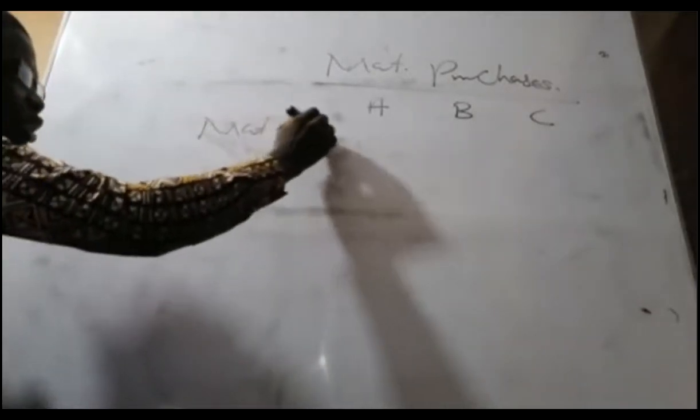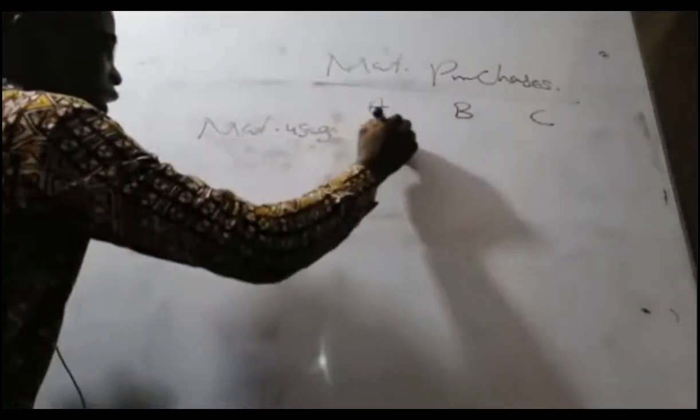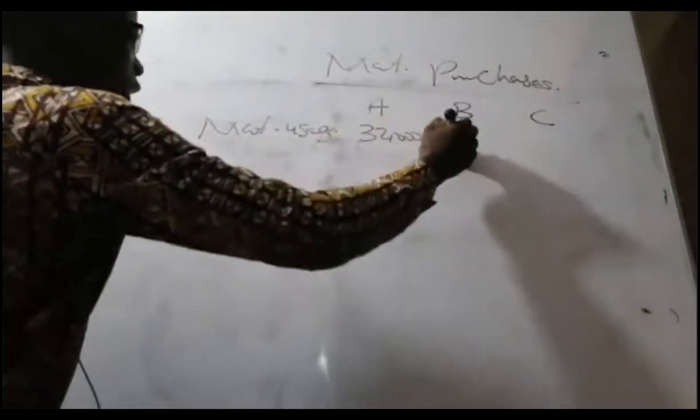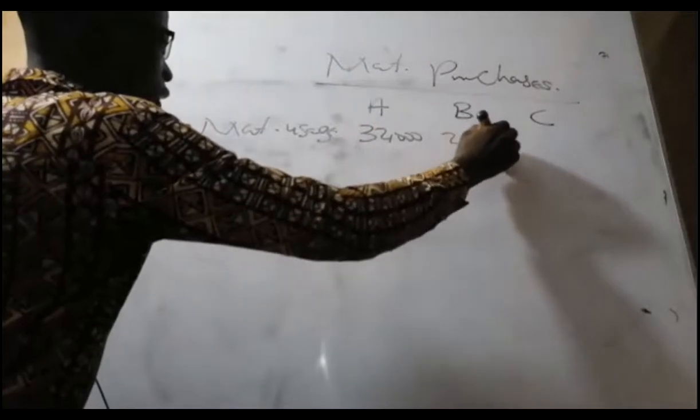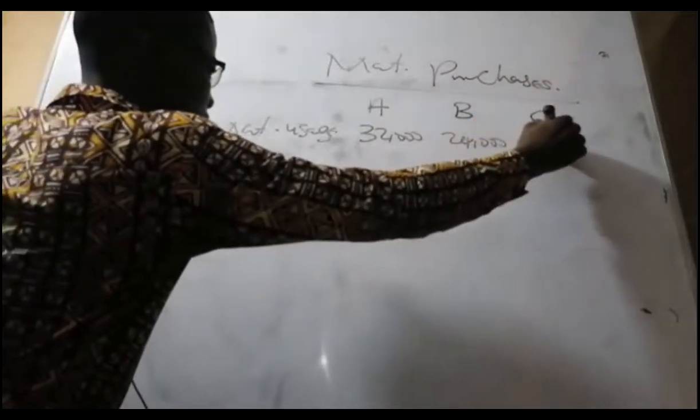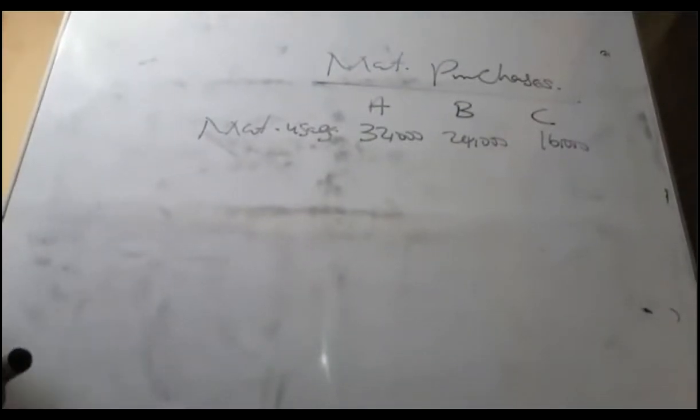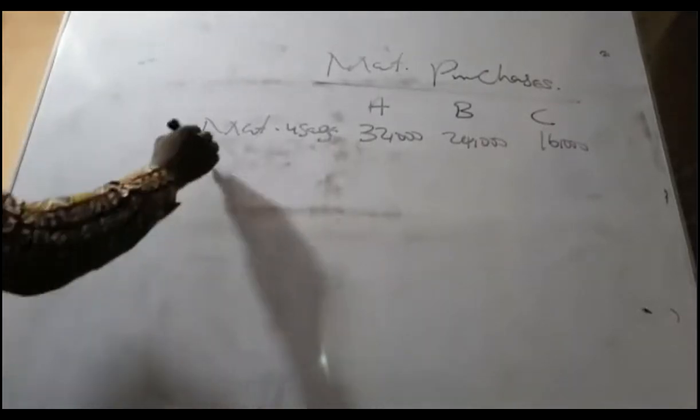First thing, material usage. What's the total material that I need? For A, we said they need 32. For B, they need 24. For C, they need 16. And then what do I do again? I start examining. Now, with this, it follows the same principle.